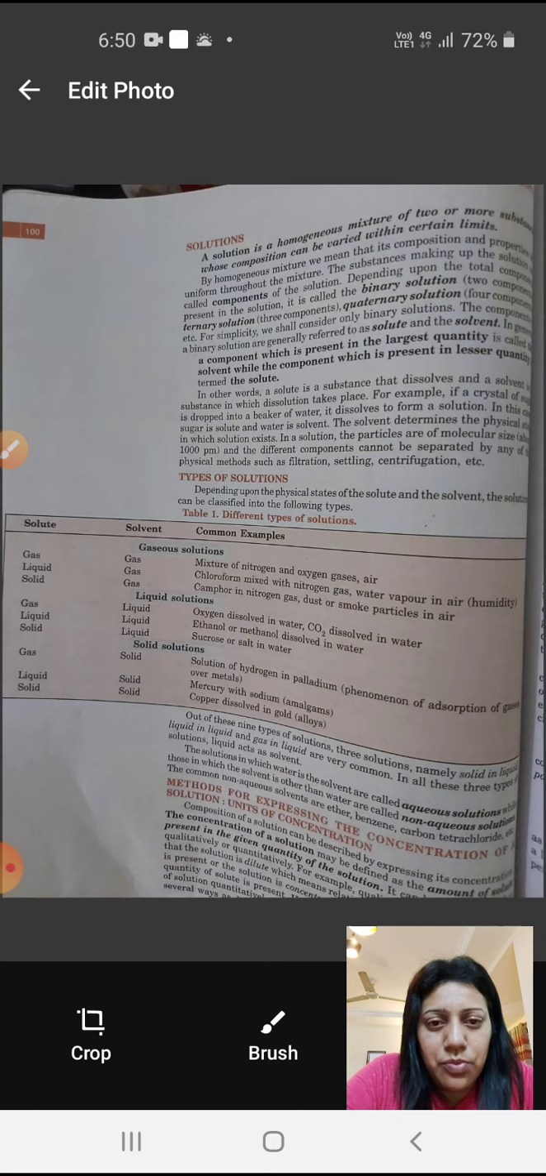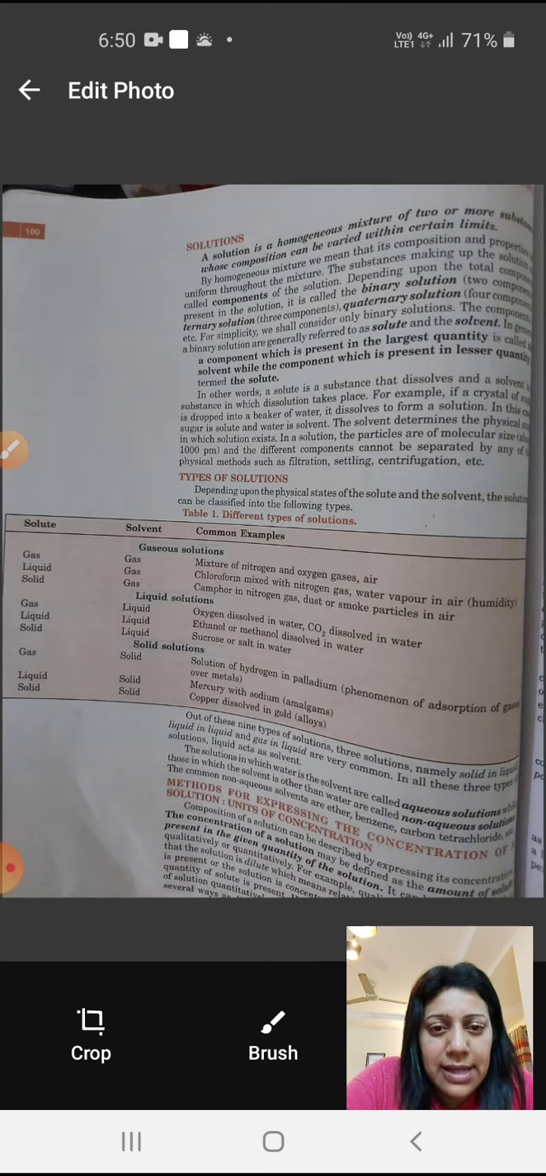Next is types of solutions: gaseous solutions, liquid solutions, and solid solutions. In a gaseous solution, the solvent is a gas, and the solute can differ: gas, liquid, or solid. So: gas in gas, liquid in gas, solid in gas.